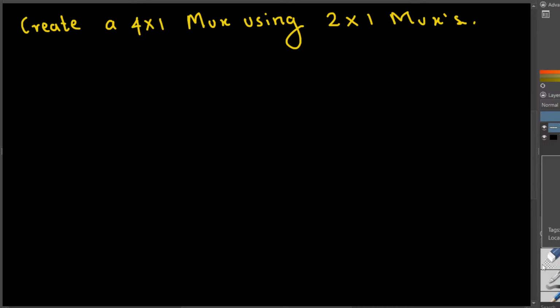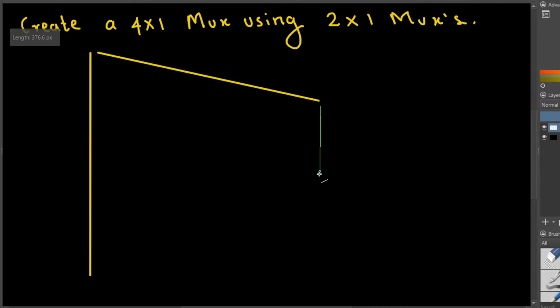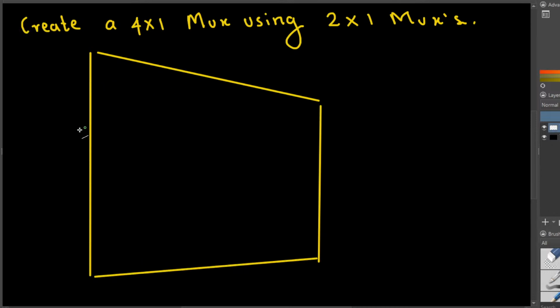This question is asking, create a 4x1 mux using 2x1 muxes. So let's actually do that. First, I'm drawing a big mux. Okay, and in a 4x1 mux, we had to have 4 inputs and 1 output. Now what we're going to do is put 2x1 muxes, actually 3 2x1 muxes, and make it a 4x1. Let's see how to do it.